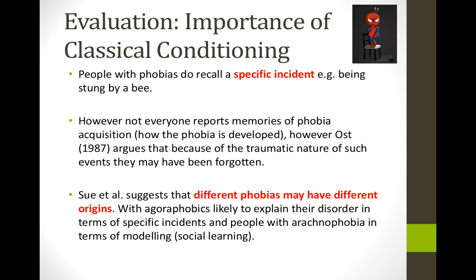Now, Sue et al. also suggest that different phobias may be the result of different processes. For example, agoraphobics were most likely to explain their disorder in terms of a specific incident, whereas arachnophobics, people who are scared of spiders, were most likely to cite modelling as the cause, so therefore social learning.